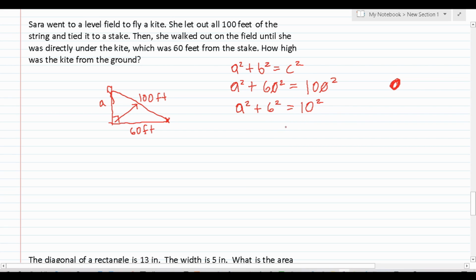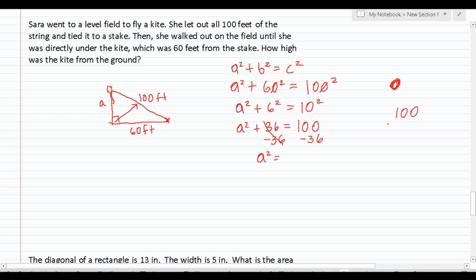According to the order of operations, we're going to deal with these squares before we move on. So this is going to become A squared plus 6 squared, which is 36, equals 10 squared, which is 100. Again, we're trying to solve for A, so as our next step we're going to subtract 36 from both sides. This is going to cross out, leaving us with A squared equals 100 minus 36.